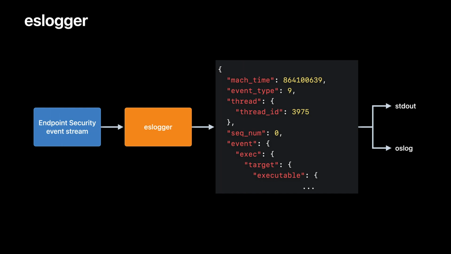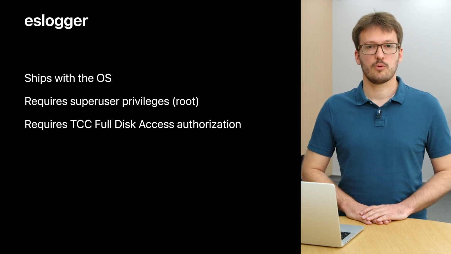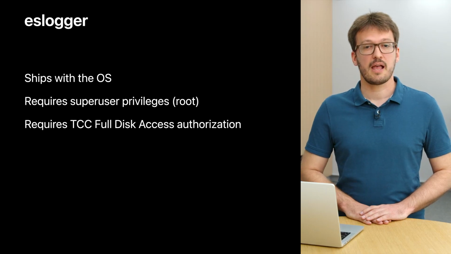Data is structured just like the C representation native clients use. ES-Logger supports all 80 notify events that endpoint security supports in macOS Ventura. We hope ES-Logger will be useful not only for engineers working on endpoint security clients, but also for security analysts and other security practitioners who need visibility into security-relevant events on macOS. ES-Logger ships with the OS and is already entitled for endpoint security. Like all endpoint security clients, ES-Logger must be run as superuser and requires the user to have authorized the responsible process for full disk access, such as terminal app or SSH.